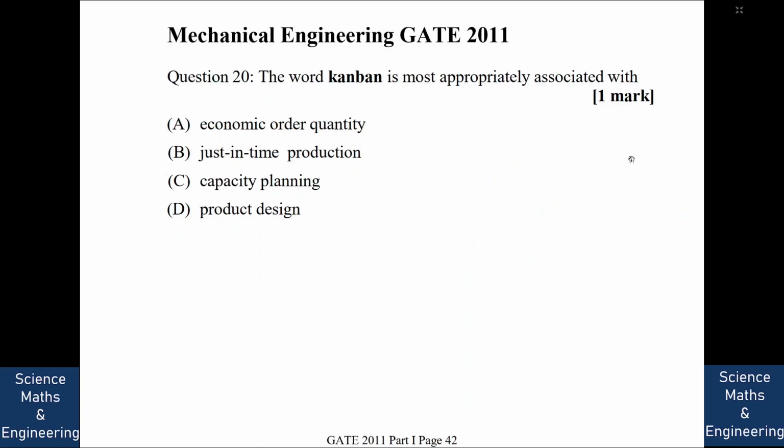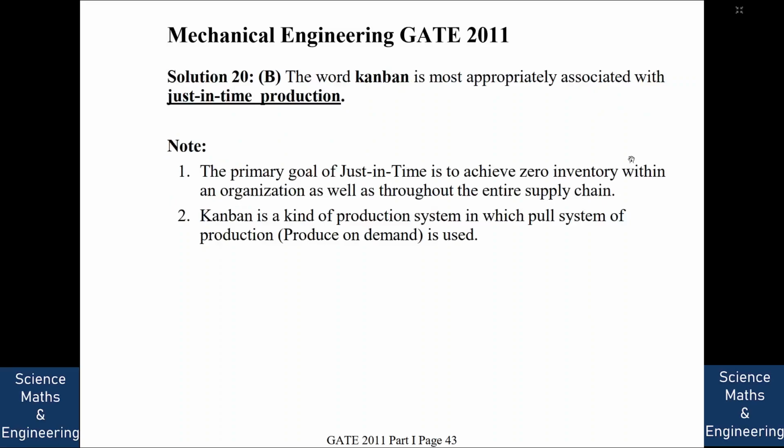The word Kanban is most appropriately associated with A. Economic order quantity, B. Just-in-time production, C. Capacity planning, or D. Product design. So the answer is B.